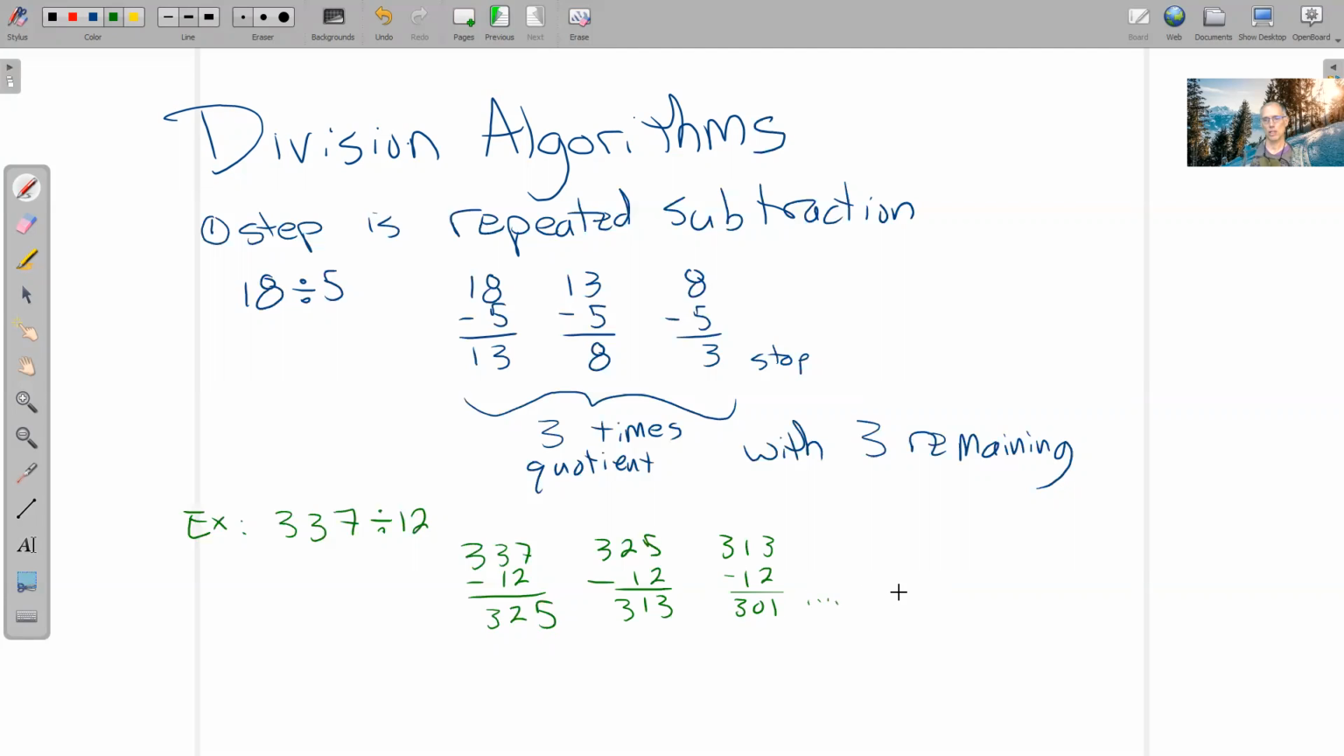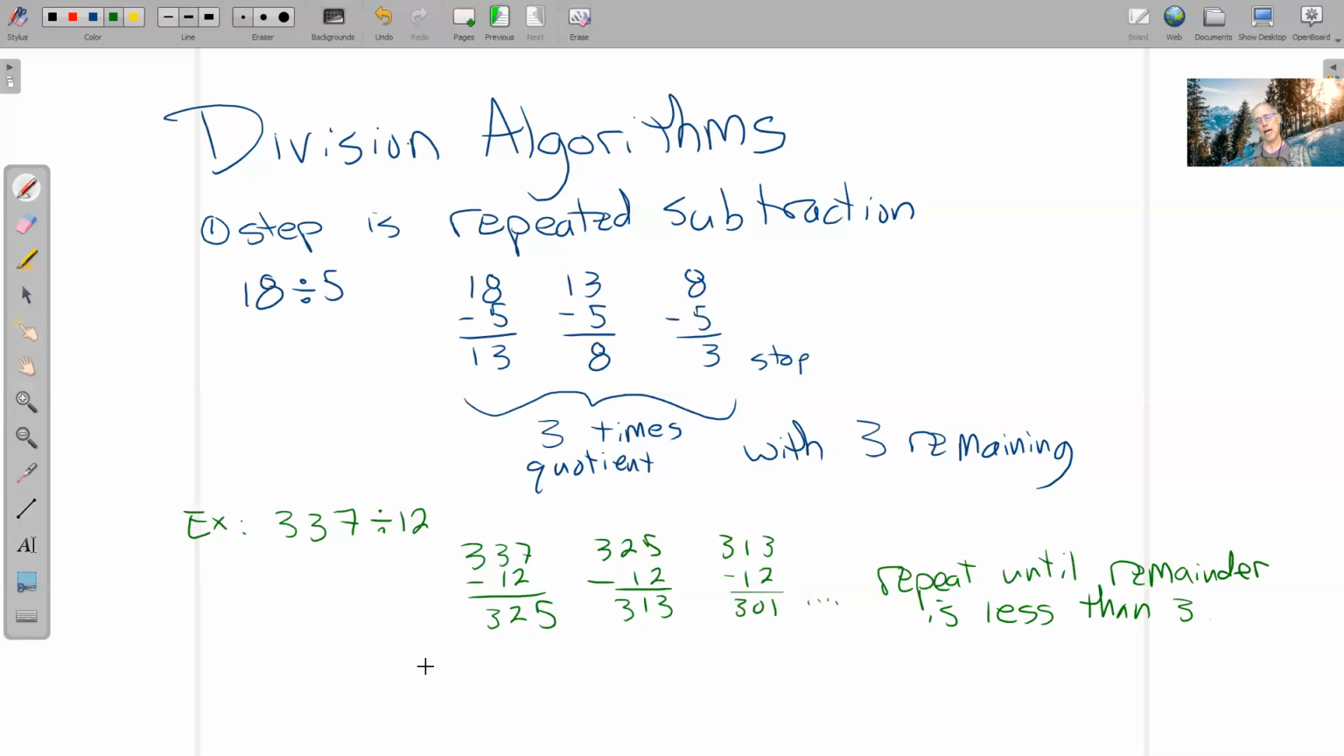And I keep doing this until I get a remaining number that's less than 12. That's my division algorithm. So repeat until the remainder is less than 12. Then I just count. So that's going to take a while. So I think we need to advance this algorithm a little bit.